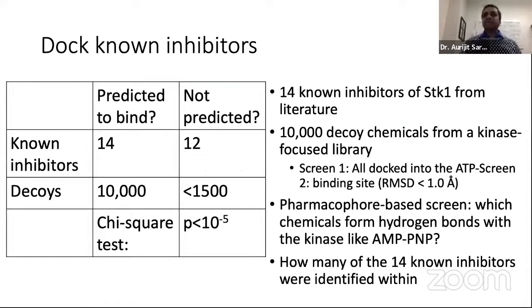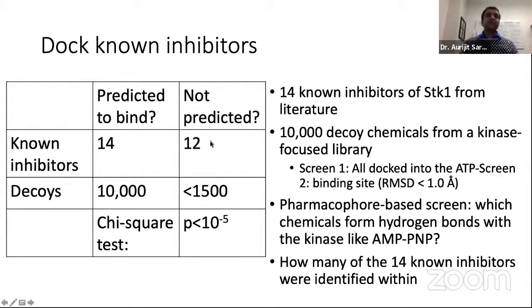Okay, so I docked them in, and I identified those chemicals which were docking into the ATP site with an RMSD of less than 1. In other words, in triplicate, I was able to demonstrate that those chemicals would be docked in reproducibly. That's step 1. Step 2, I used a pharmacophore-based screen and identified chemicals which form very similar hydrogen bonds when compared to AMPPNP. So if it's docking reproducibly in the same binding pocket, forming the same bonds as AMPPNP does, I hypothesize that it's going to be a true inhibitor.